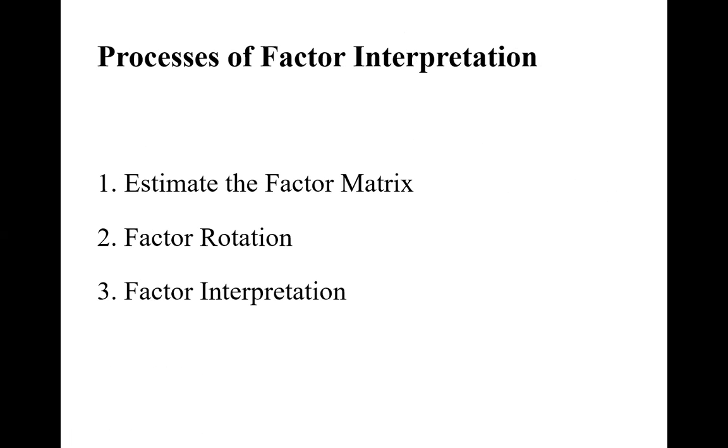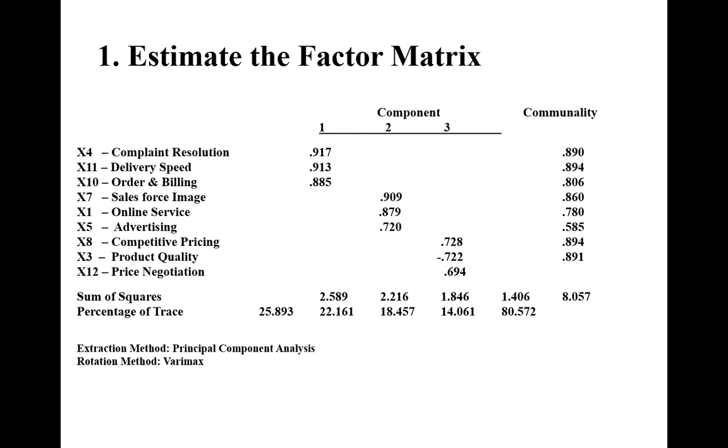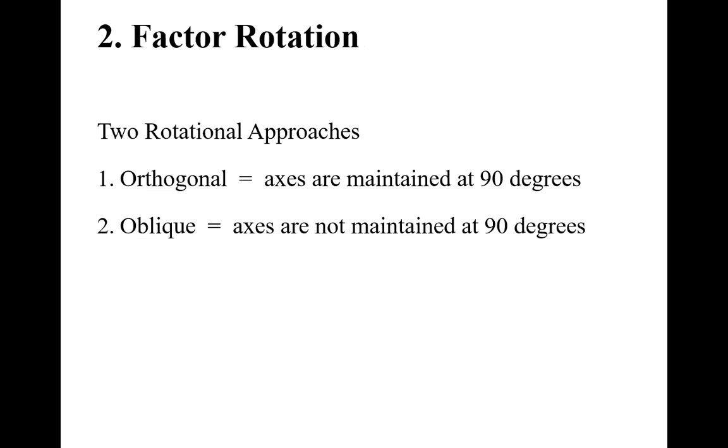Now the process of factor interpretation. There are three things: estimation of the factor matrix, which I discussed, then factor rotation. Now second is factor rotation. Now the question is, what is the purpose of factor rotation? Why should we use the factor rotation? In factor rotation, there are two approaches. One is orthogonal and second the oblique.